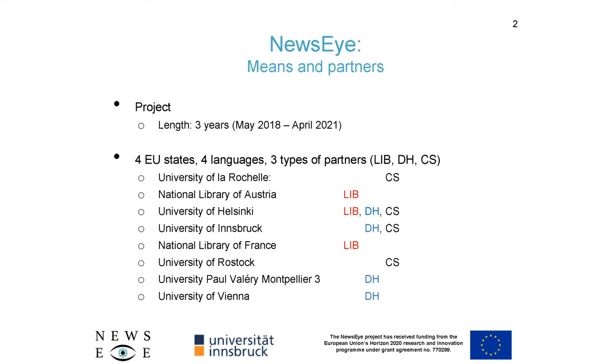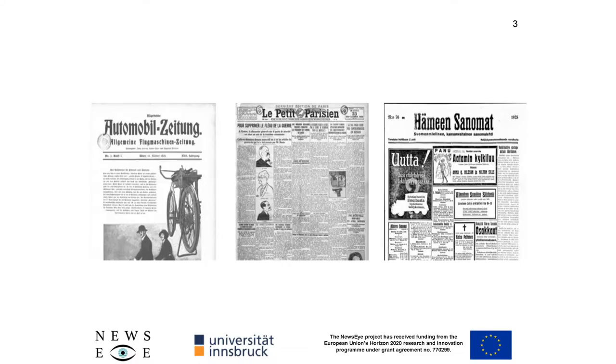There are partners involved, and one speciality is that we have three types of partners. On the one hand, libraries, computer scientists and also humanities researchers, so that they can immediately try the tools which came up in the project and give feedback immediately. It's not always easy, but I think it's worth having them in this project.